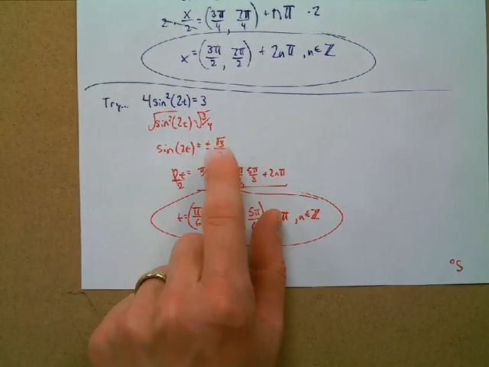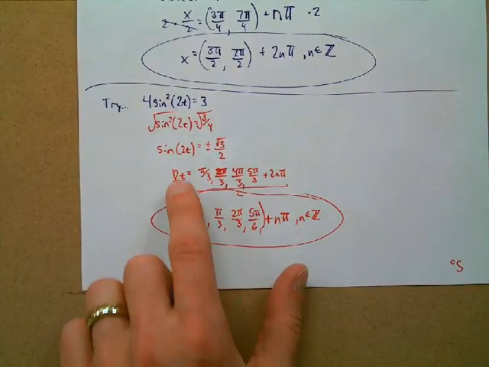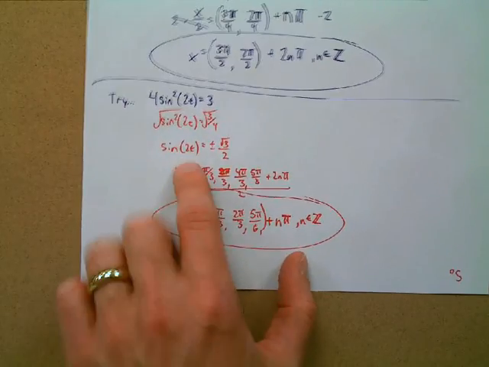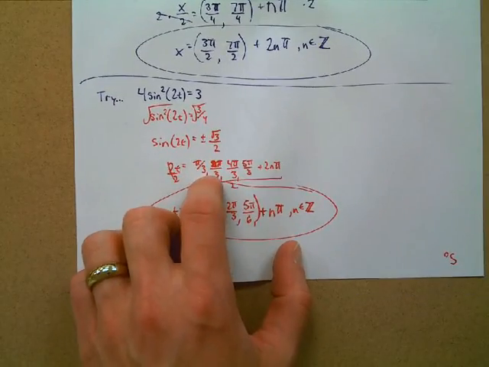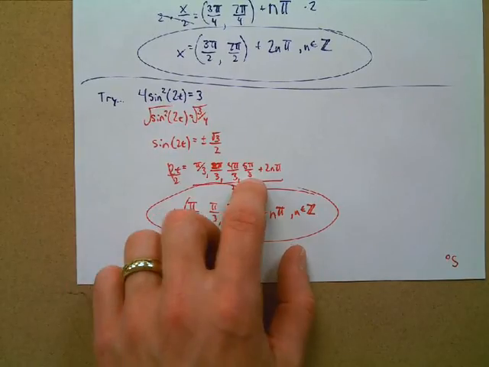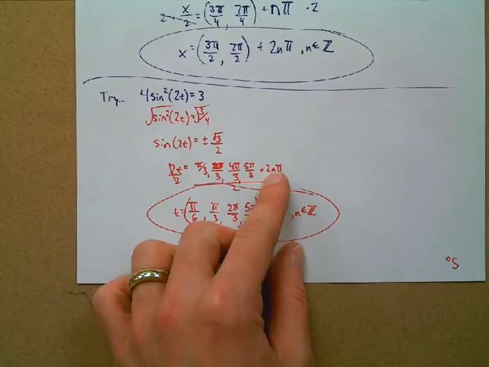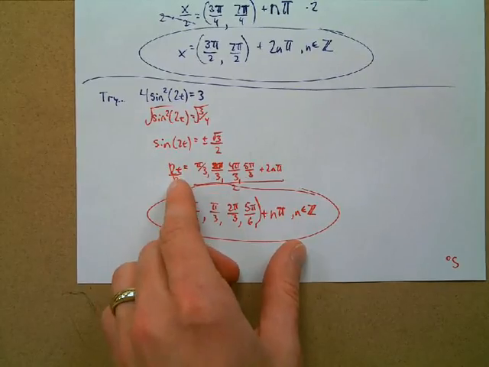That's what 2t is equal to, though. We want to solve for t, so we divide all these through by 2. So pi over 3 divided by 2 is pi over 6. 2 pi over 3 divided by 2 is pi over 3. 4 pi over 3 divided by 2 is 2 pi over 3. 5 pi over 3 divided by 2 is 5 pi over 6. And then it's plus n pi, where n is an element of the integers. And that's our final answer there.